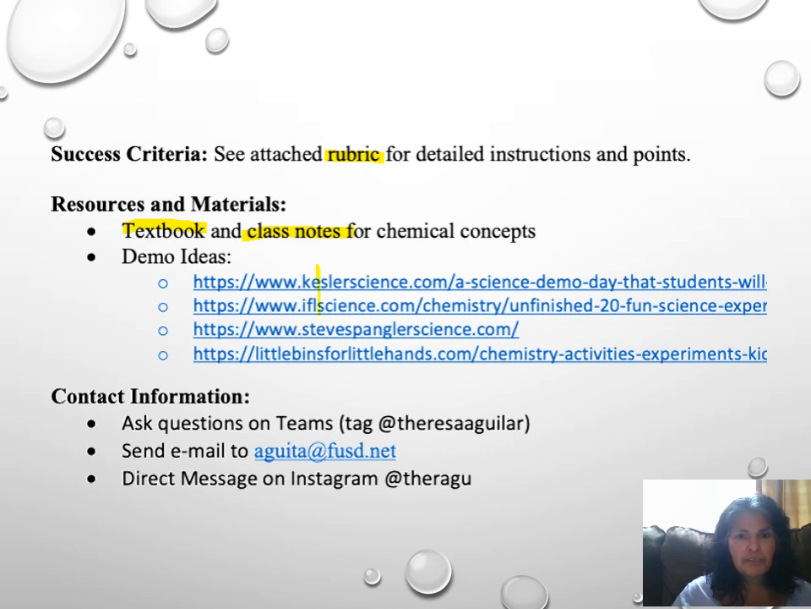Here's a bunch of websites, well, 3 websites, even though on the internet you're probably going to find 25 to 100 websites that would have simple chemical ideas for kids. So you want to look at this one, little bins for little hands. See, the demo doesn't have to be complicated. It can be designed for a 3-year-old or a 7-year-old, but it's the chemistry behind the demo which makes it a high school project. You're being able to explain how and why it works, and that's really what I'm looking for.